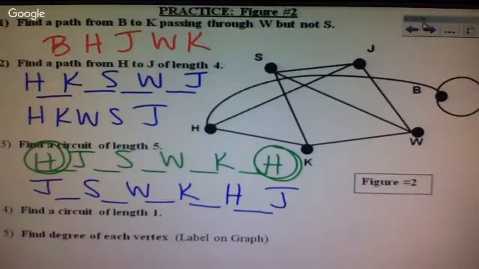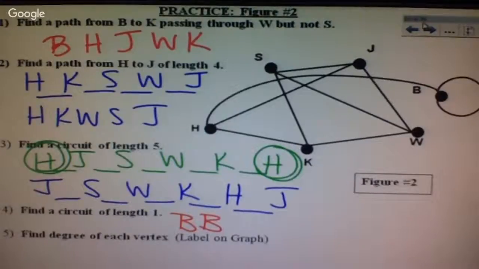Number 4, they want a circuit of length 1. If it's a length 1, it has got to be a loop. What's my loop? B to B. Again, please don't just put B. I will mark it wrong. B is a vertex. B to B is a loop.